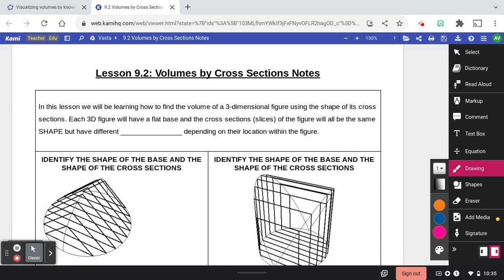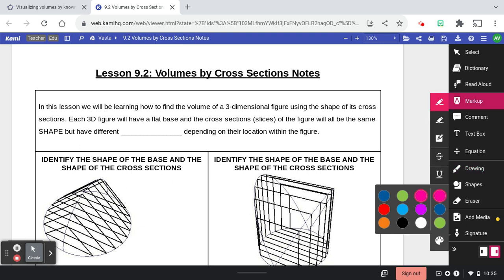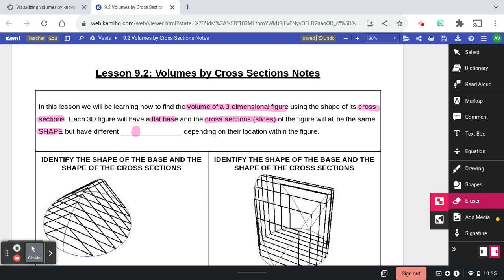So here's the plan. In this lesson, we're going to be learning how to find the volume of a three-dimensional figure using the shape of its cross section. Each 3D figure will have a flat base, and the cross sections, which I'm going to call slices of the figure, will all be the same shape, but will have different sizes depending on their location on the base. So they're going to be the same shape of cross sections, but they're going to have different sizes.